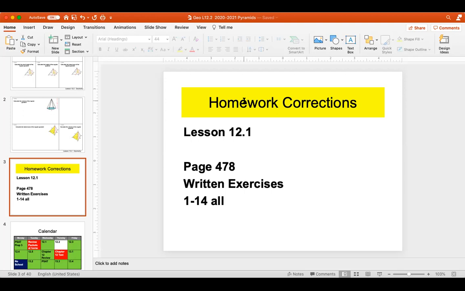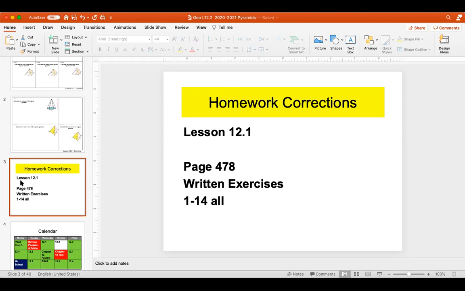Number 12, total area is 24x squared square units, and volume is 8x cubed cubic units. Number 13, 390 units. And the last one, number 14, 8 centimeters. That's it. That was everything.